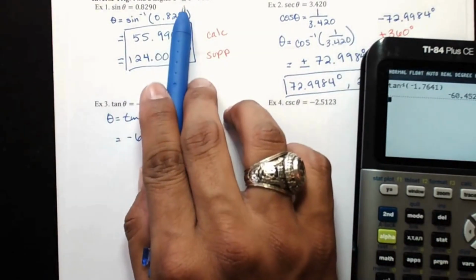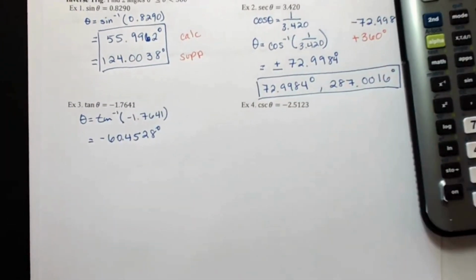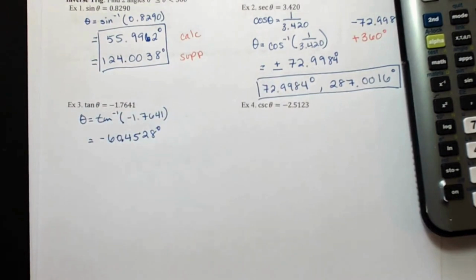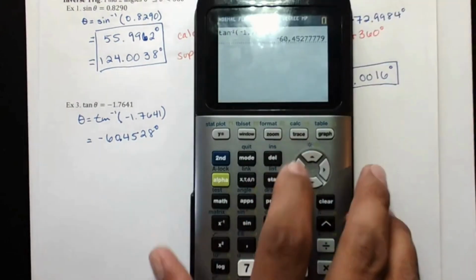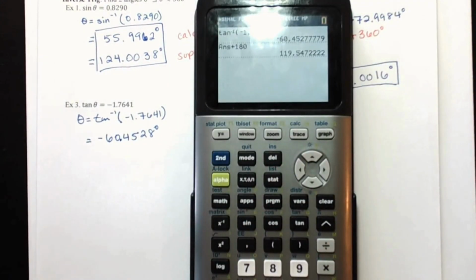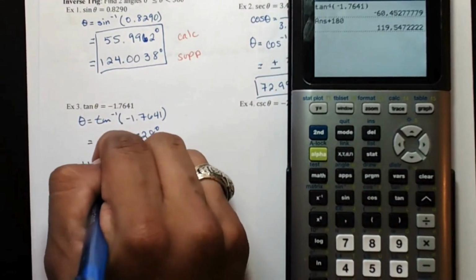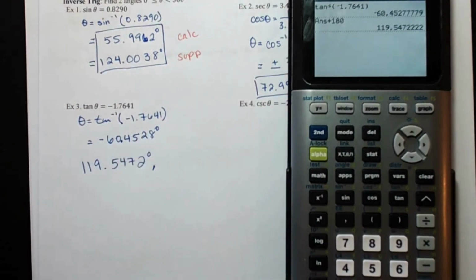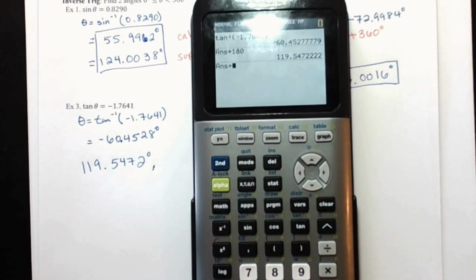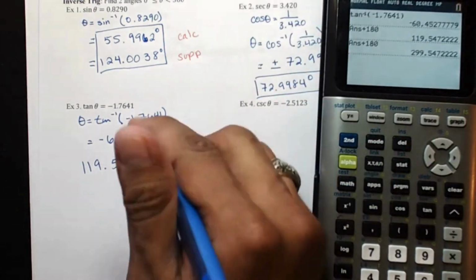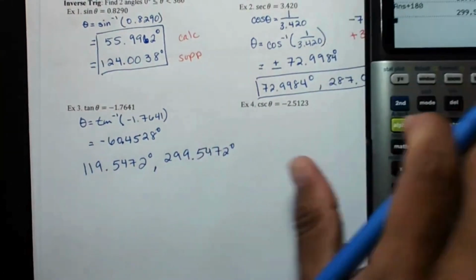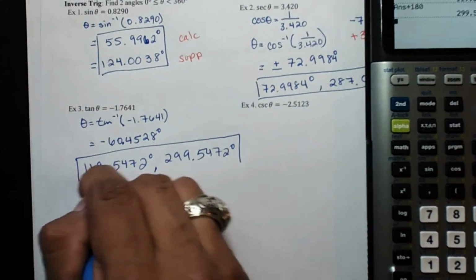Okay, wait a minute. That's outside of my range. So that's what I was talking about with our rules, that if you have tangent, we get what the calculator does, but what we need to do is add multiples of 180. So we're going to add 180 to that and get an answer of 119.5472 degrees. Well, I'm supposed to have two angles. So I'm going to add another 180 to it and get 299.5472. So there are my two angles that give me that inverse.